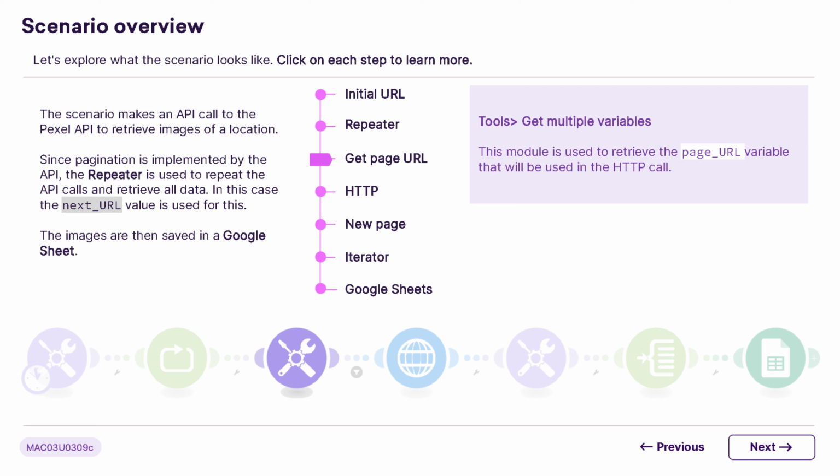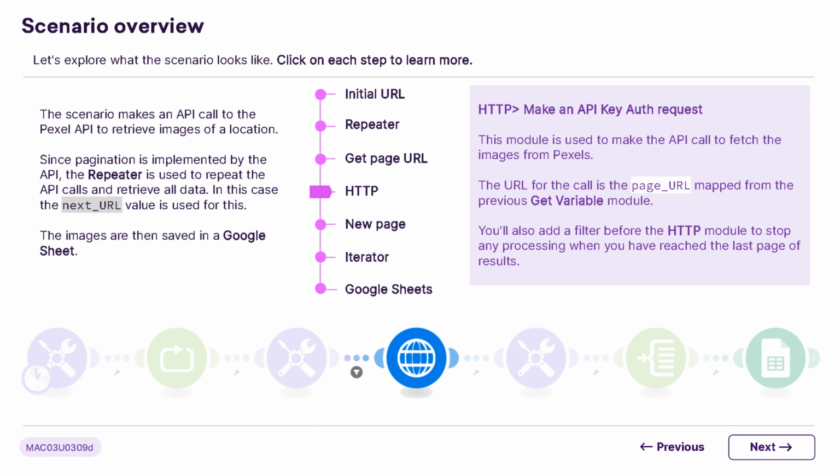An important step in our process is using a module to retrieve the page_URL variable. This variable is crucial as it drives the HTTP call that fetches even more images, ensuring the whole collection is as complete as possible. This method optimizes both time and resources in large-scale data gathering.